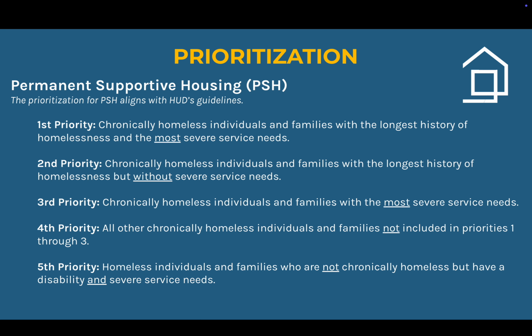Prioritization for permanent supportive housing, otherwise known as PSH, is as follows. First priority is given to those who are chronically homeless with the longest history and the most severe service needs. Second priority is those who are chronically homeless with the longest history but without those severe service needs. Third priority is chronically homeless and have the most severe service needs. Fourth priority is all other chronically homeless individuals or families that are not included in priorities 1 through 3. The last priority are the individuals or families that are not chronically homeless but have a disability and severe service needs.